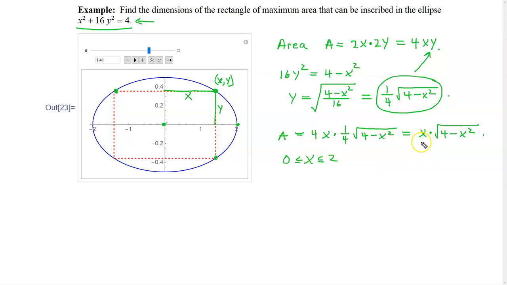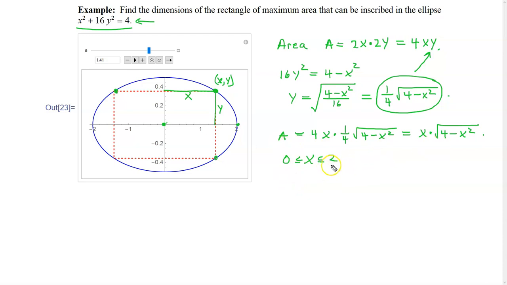Notice that it's a little bit of a pain to differentiate this function as it sits here, because we're going to have to use the product rule in conjunction with the chain rule. And if we were to differentiate it as it sits here, it'd be sort of a nasty looking function that we're going to have to set equal to 0. So what we're going to do is, instead of maximizing A, we're going to maximize A squared.